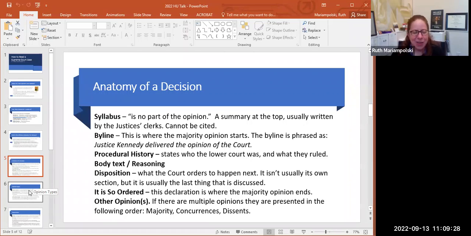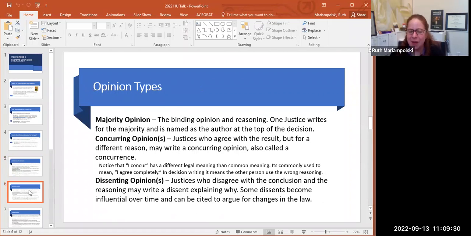Okay, so what are the opinion types? We've got the majority opinion, which I was just discussing. This is the binding opinion and the reasoning. The opinion and reasoning that states the law. One justice writes for the majority, as I mentioned, and that person is named as the author at the top of the decision. Then there are something called concurring opinions.